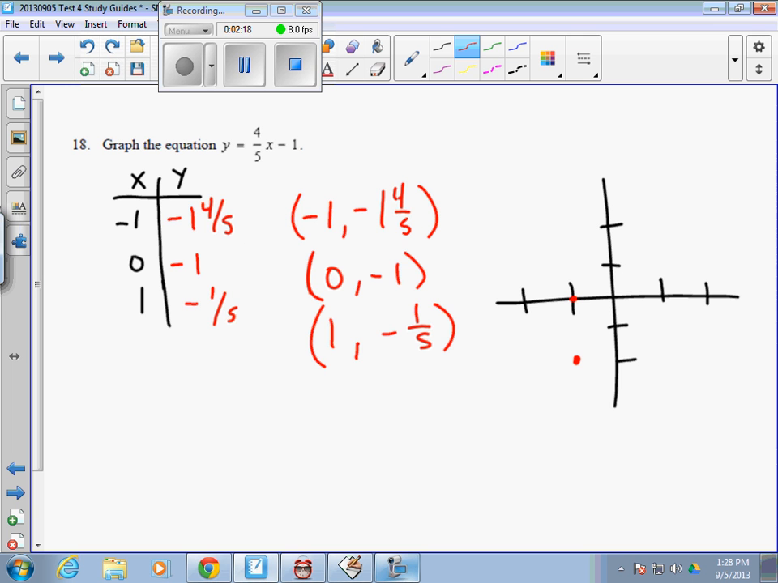Then 0, -1, you don't go left or right at all. You just go down on your y value 1. And then 1, -1/5. So go to the right 1 time, and -1/5 will be right below the line. So if my tick marks were all even, this will give us a nice straight line through those points, and that would be the line graph.